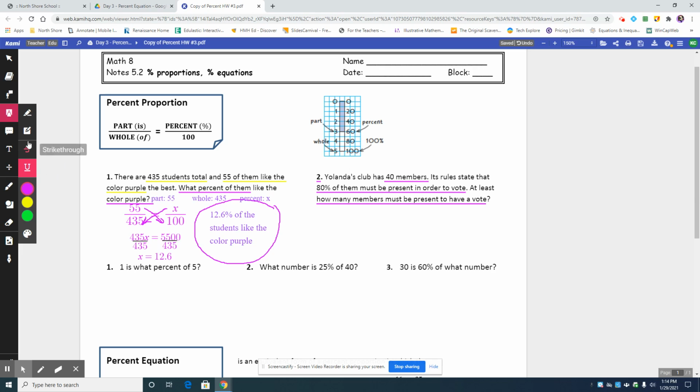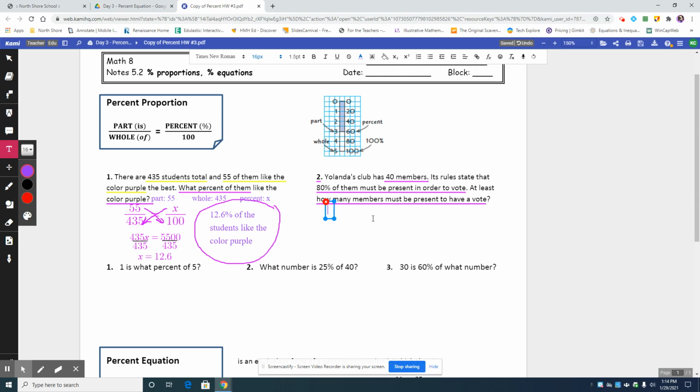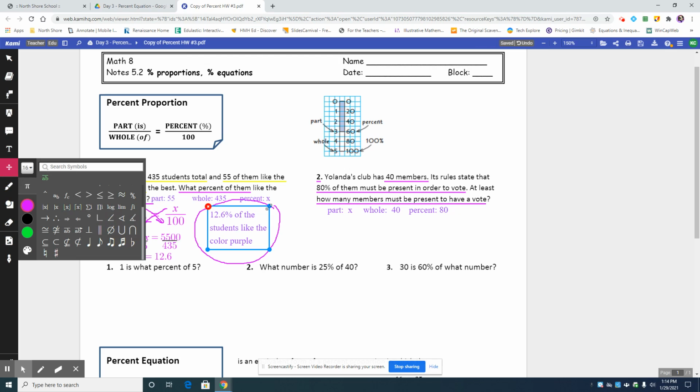So again, we're going to go ahead and identify our part, our whole, and our percent. If the club has 40 members total, would that be the part or the whole? Hopefully you know that that would be the whole. And they tell you 80% of them, so the percent is 80. And in this case, we're looking for the part this time. So the part will be x. We're going to go ahead and set up our proportion. You can pause the video, set it up, give it a shot on your own. Let's see how you do.